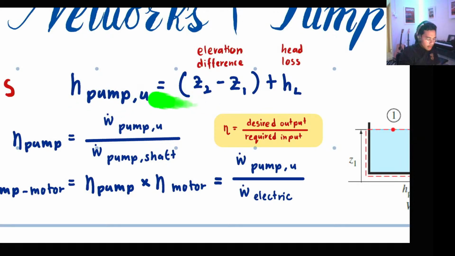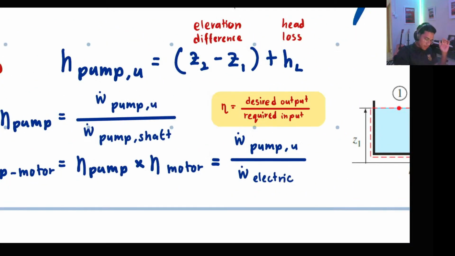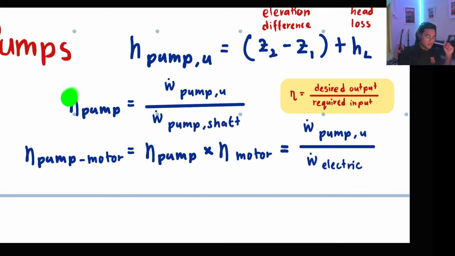So the head pressure generated by the pump is to overcome the elevation differences and also head loss. If there is no elevation, it will just only overcome the head loss. If there is elevation, Z2 minus Z1. Okay, that is simple. So from fluid mechanics 1, we know that the efficiency is the desired output over required input. Remember?